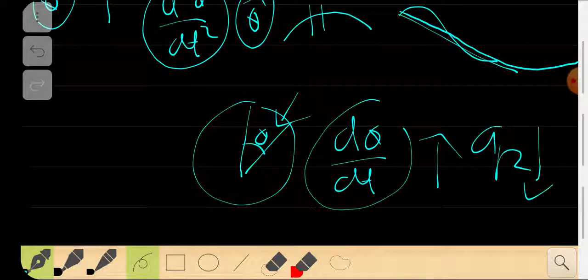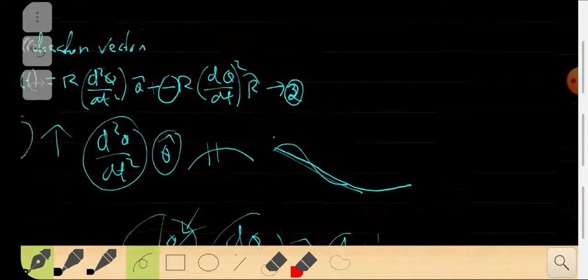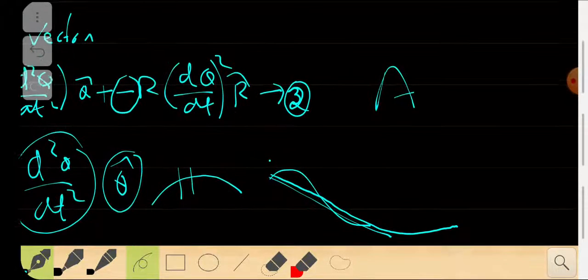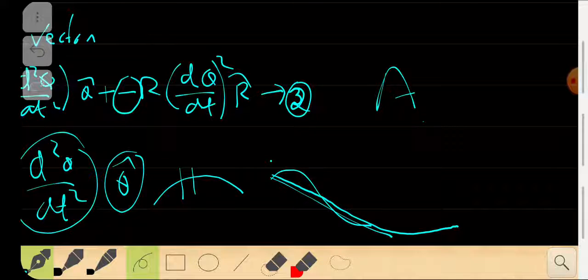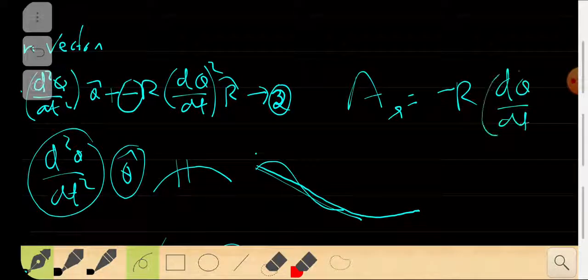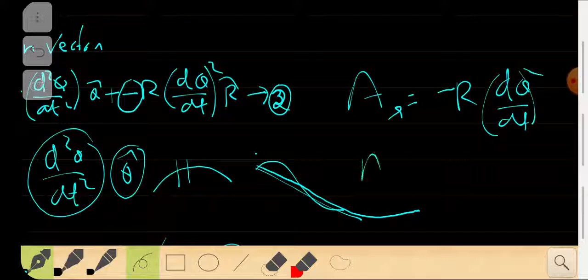So that's what it is doing. It's the same thing that we have discussed. And we have also found out that the individual components can be mentioned here. If you want, you can write down a of r will be the radial vector in the r cap direction, will be minus r d theta by dt. That's the individual components. And a of theta, I'm writing this for a reason.